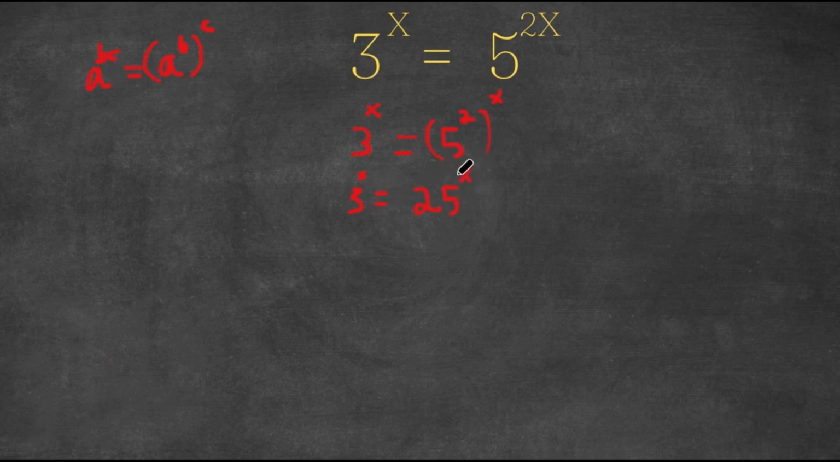Now what we're going to do is divide by 25 to the power of x on both sides. And remember, what we do on one side, we do on the other side. So now we have 3 to the power of x over 25 to the power of x equals 25 to the power of x over 25 to the power of x. And remember, anything divided by itself equals 1. So these two cancel out, and this just equals 3 to the power of x over 25 to the power of x equals 1.